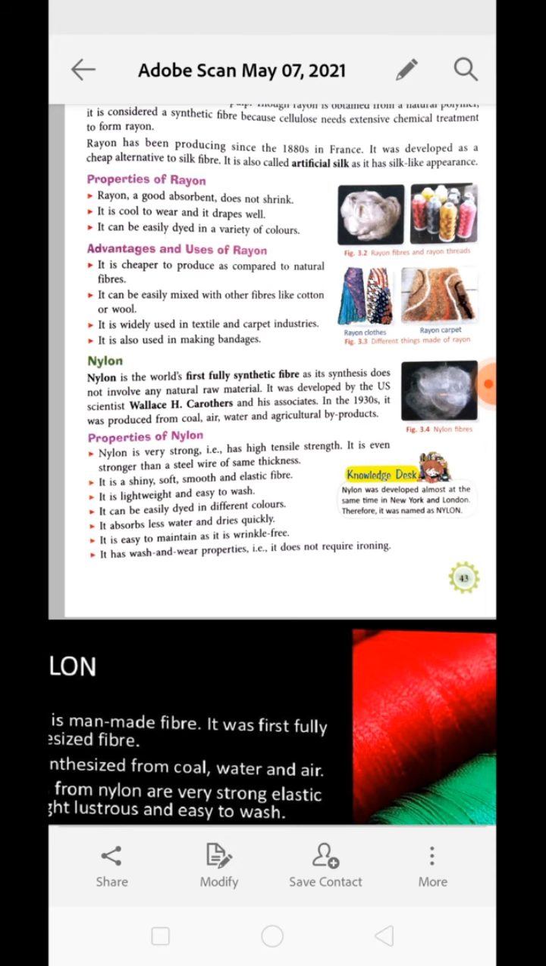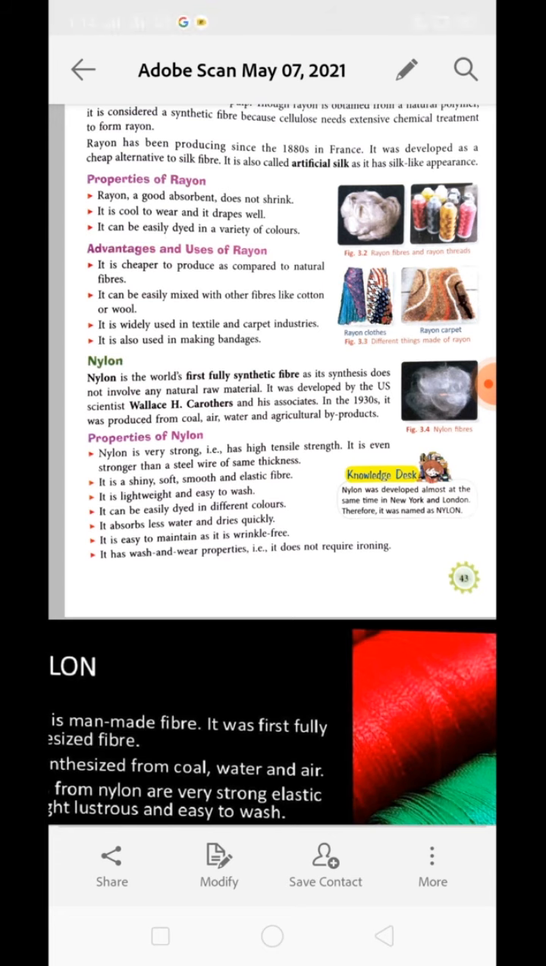It is lightweight and easy to wash. It can be easily dyed in different colors. It absorbs less water, that is why it gets dried quickly. It is easy to maintain as it is wrinkle free. Wrinkle free, it does not shrink.